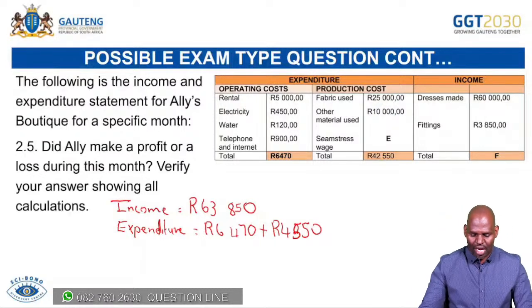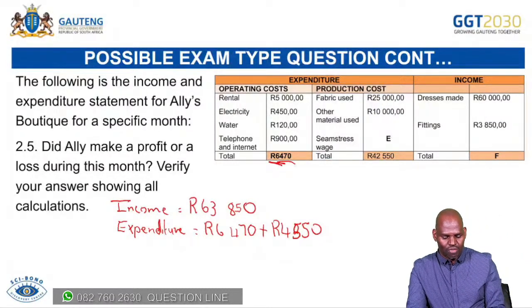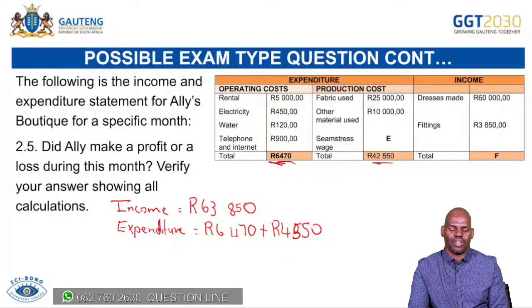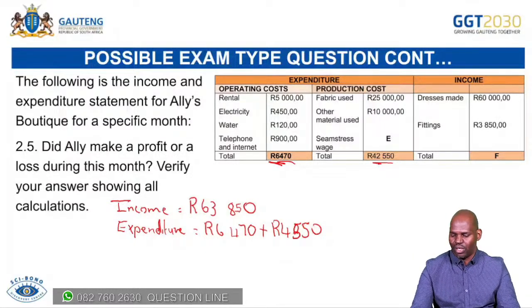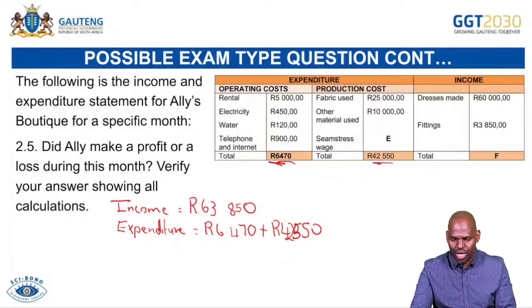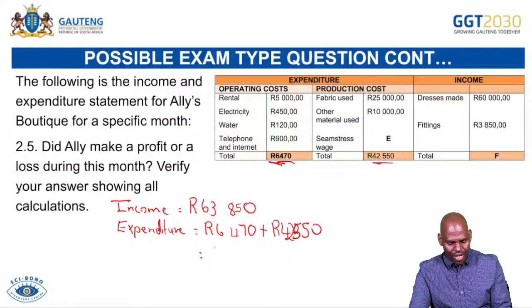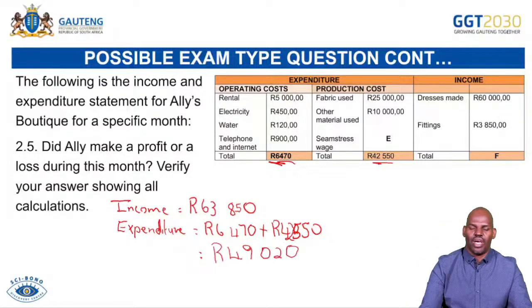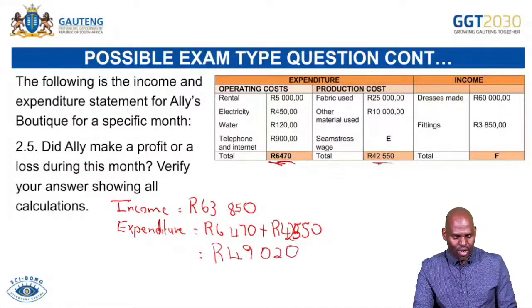Okay, expenditures are 6,470 and 42,550. So if I add them together, it's 6,470 plus this one, I made a mistake. It must be 42. There must be two there. 42,550. Then it's 49,020. Okay, 49,020. So now we need to check.